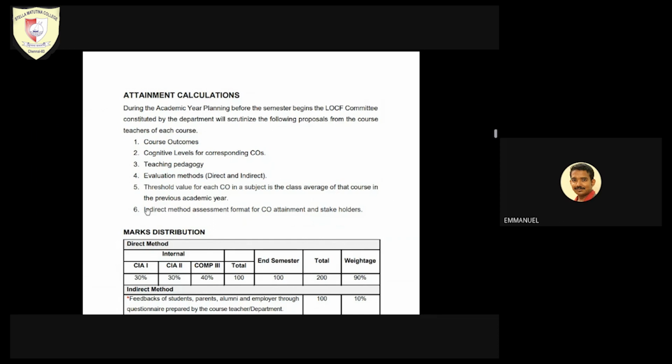Yes. So, indirect method. Yes, ma'am. Kindly repeat that, sir. How do we fix this threshold? Yes, yes. Okay.